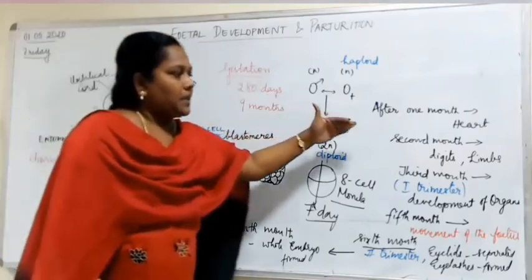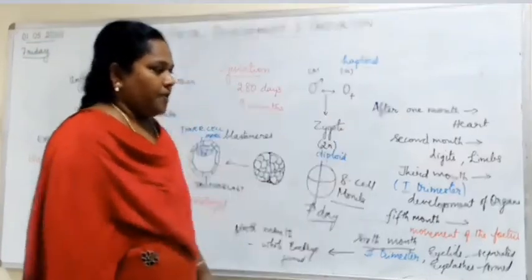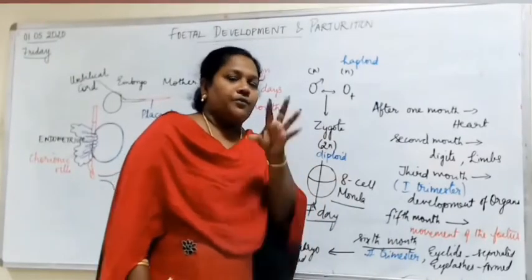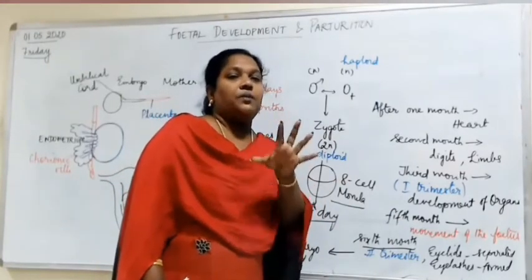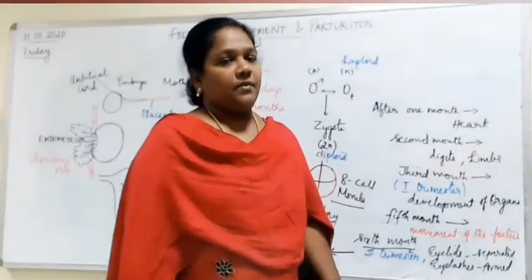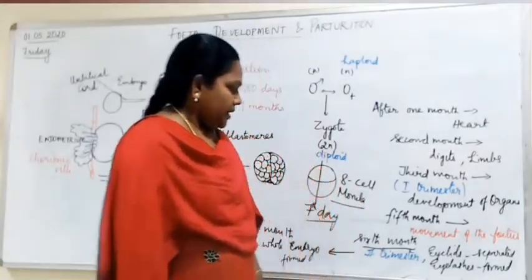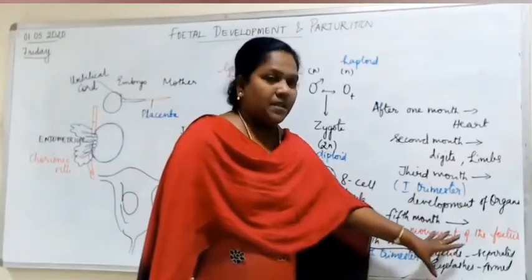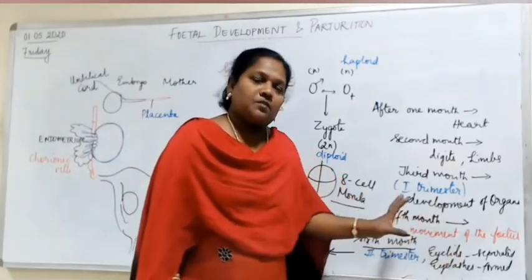So the first month, second month, what is the formation? Third month, what is the formation after the first trimester? And after the second trimester, only during the fifth month can the movement of the fetus be realized inside. The mother will be able to realize the movement of the fetus only in the fifth month of pregnancy. Can you understand? Right? Okay. After the sixth month, that is the second trimester, eyelids get separated, eyelashes will be formed, and all those organ systems will be formed clearly.